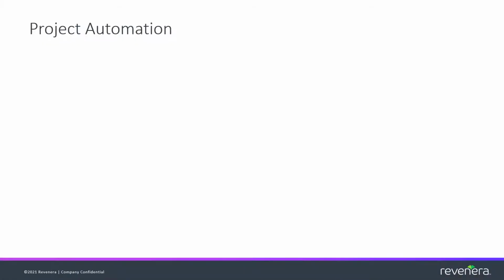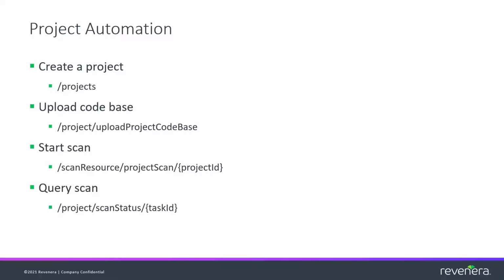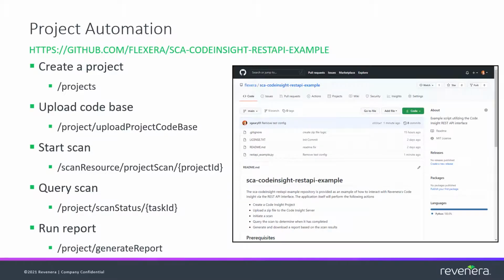Finally, let's automate the process of creating a project, uploading the code base to the project, starting a scan, determining when that scan is completed, and then generating a report. The code base for the following example is located within the SCA Code Insight REST API example repository as seen here.